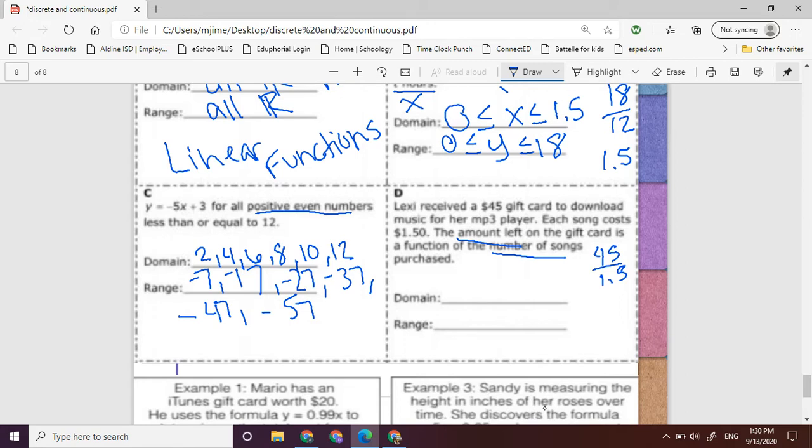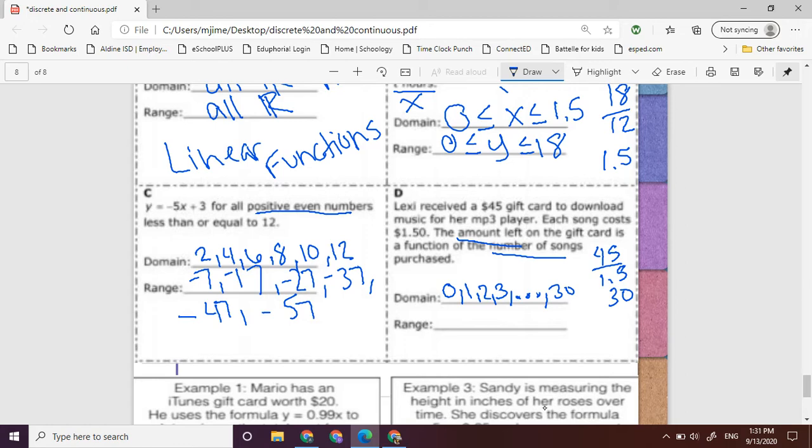I'm going to do a little bit of mental math because I don't have a calculator with me right now. 1.5 times 10 is 15. 45 goes into 15 3 times, so that means I can purchase 30 songs. So I do 0 because I can purchase 0, 1, 2, 3. And I'm going to put 3 dots to let you know I'm going all the way to 30. Ellipses in math tell you how far you're going. You just have to make sure you put commas in between them and the ellipses to let them know I'll continue going, but all the way to 30.